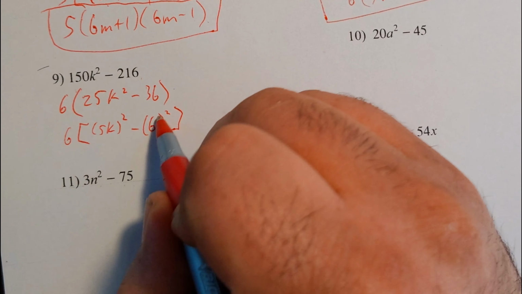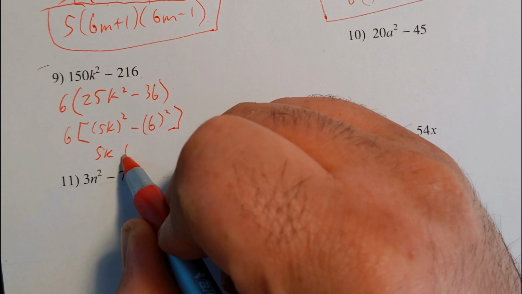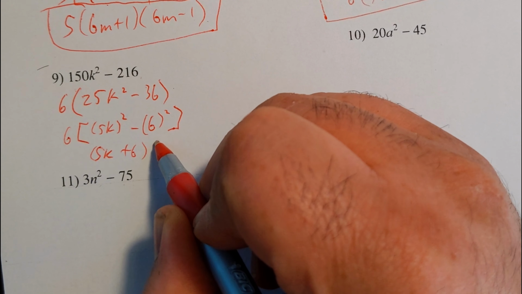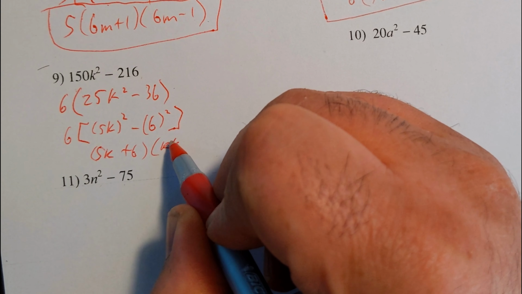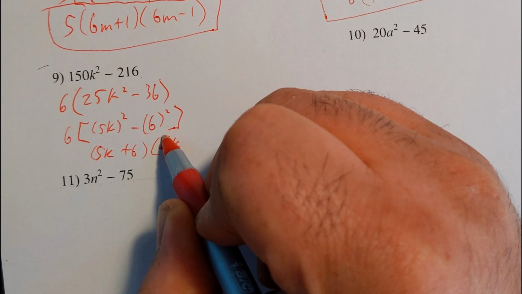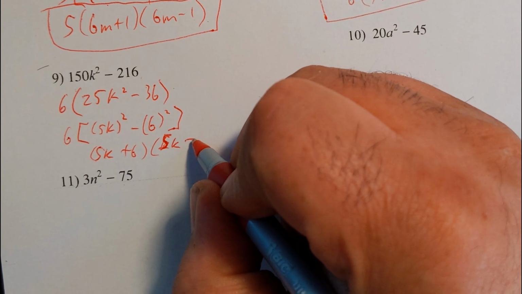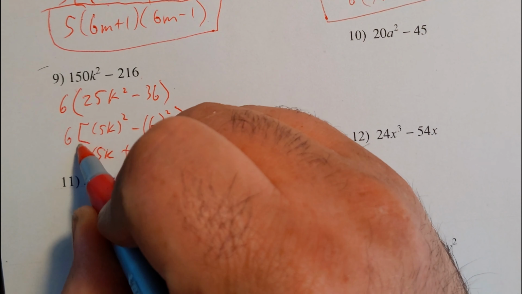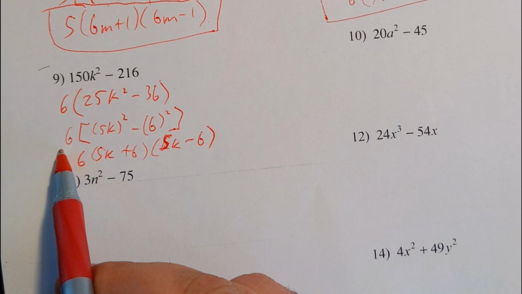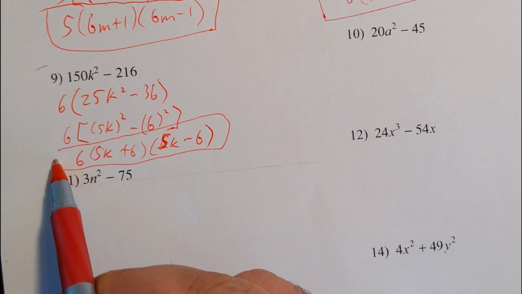So that means that in here we have 5k plus 6, 5k minus 6, and then don't forget there's this 6 that's in the front. That was our greatest common factor.